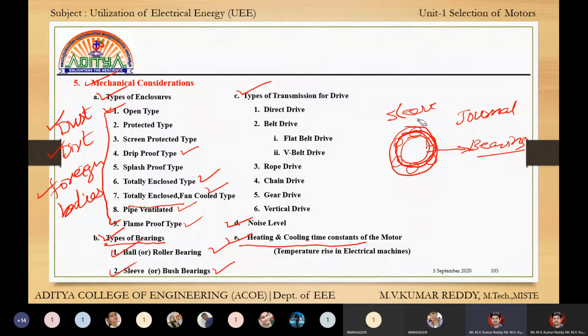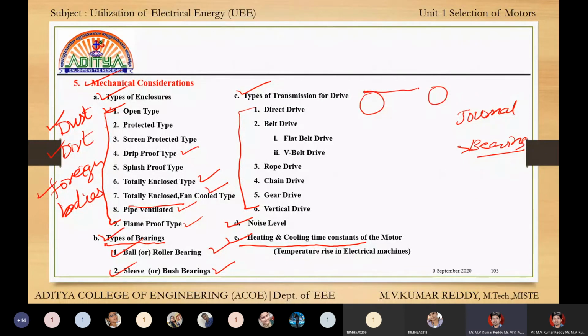Next one is types of transmissions. There are 6 types of transmissions. That means 2 drives are there, and in between a belt will be arranged. Motor M1 and motor M2. This is drive 1 and this is drive 2. Using drive 1, drive 2 is operated using this belt. This is called a transmission of drives.